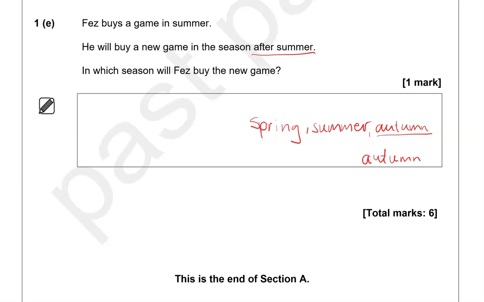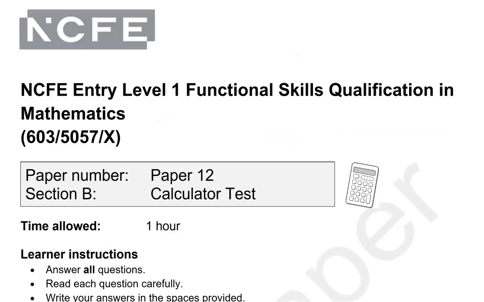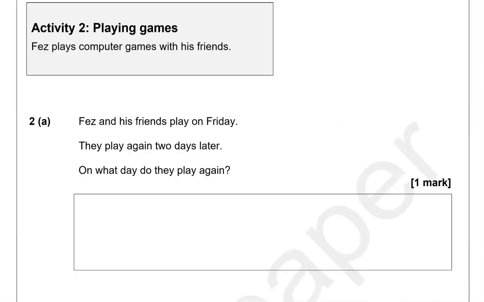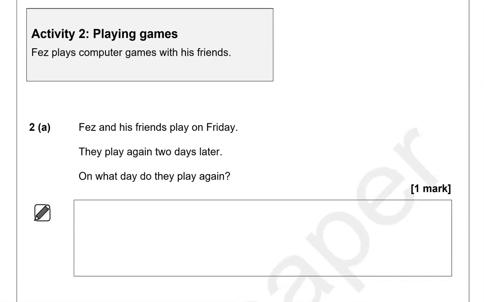This is the end of the first part. This is now the second part of the paper. You can use a calculator from now on. Activity 2, playing games. Fez plays computer games with his friends.